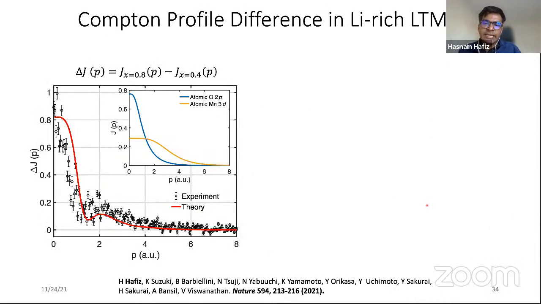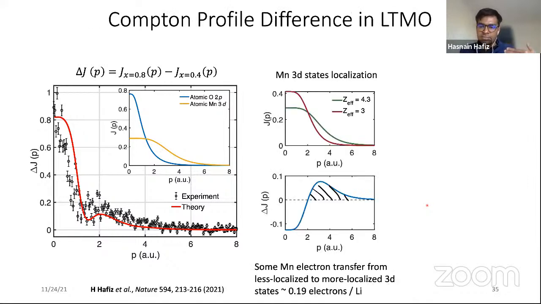On the other hand, in lithium-rich LTMO, we see an opposite trend. Instead of a negative excursion, we see a shoulder in the redox orbital. And in this case, we can explain this long tail if about 0.19 electrons from the manganese 3d shell transfer from the less localized to more localized 3d states. So we have a localization happening here on the manganese side.